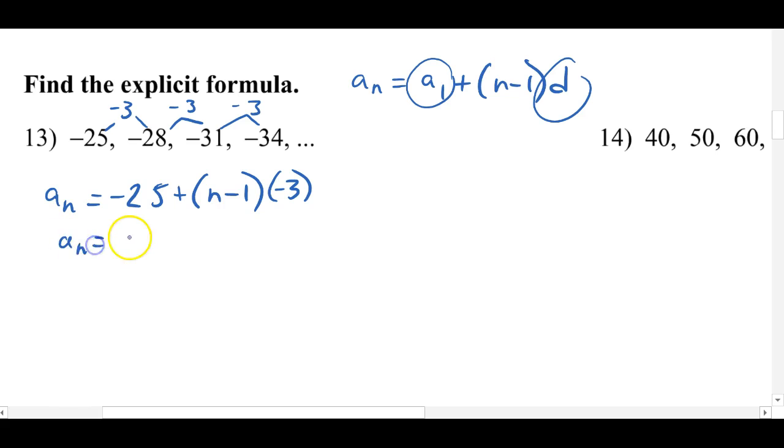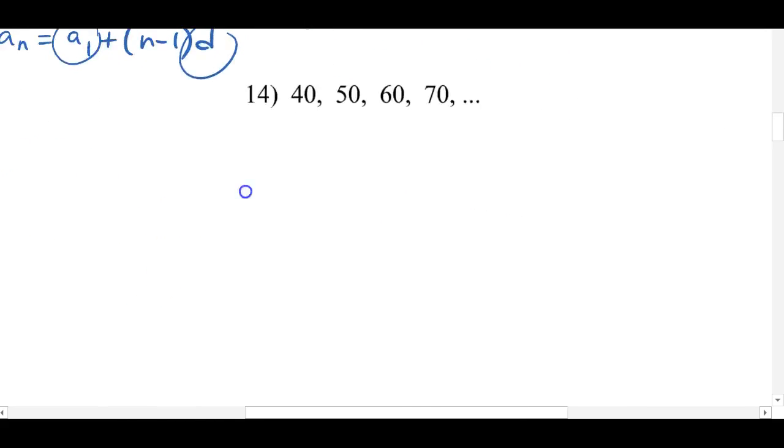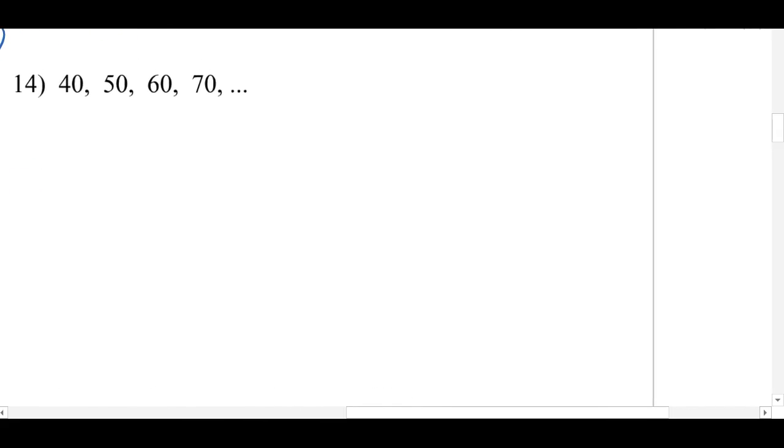So now a sub n equals negative 25, and then distribute the negative 3 here and here. Negative 3n plus 3, because it's negative times the negative. Now combine the like terms. Negative 25 and 3, but first I'm going to write the negative 3n, and I'll combine negative 25 plus 3. That's going to give me negative 22. There's my formula. And that's all we needed. We just need that formula. Okay. I'll let you guys go ahead and try that one on your own. Use the formula, plug in the first term, find the difference. Okay?